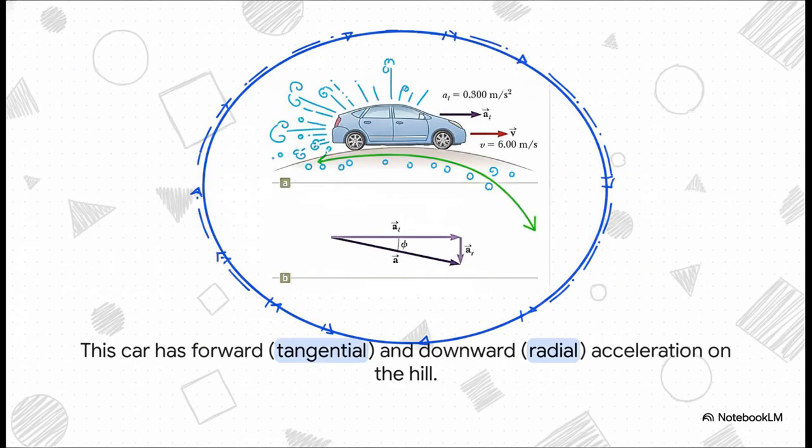And boom, here's a perfect example of all of this coming together in action. A car is speeding up as it goes over a hill. It has tangential acceleration pointing forward because its speed is increasing, and it has radial acceleration pointing downward toward the center of the hill's curve because its direction is changing. The total acceleration is just the sum of these two vector components. See, it all comes together.